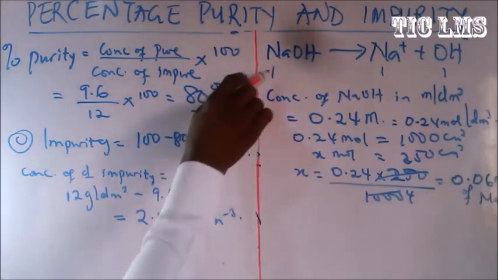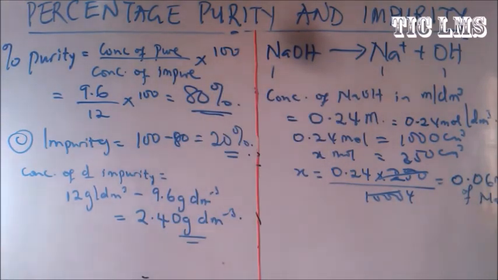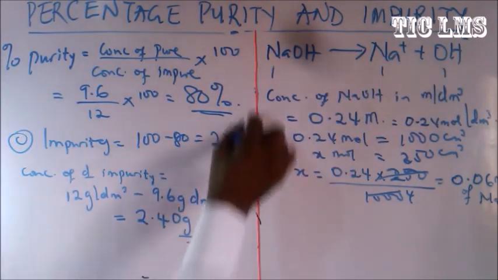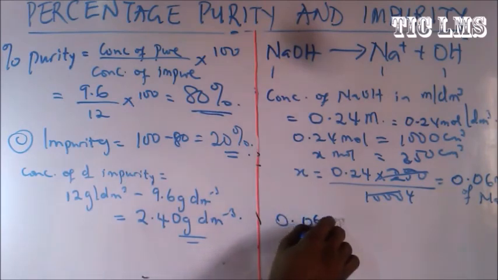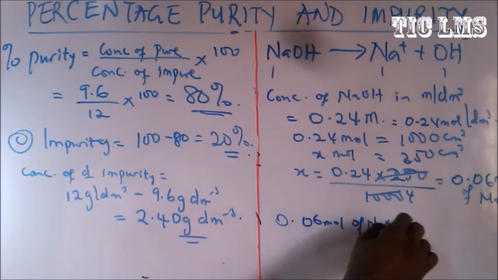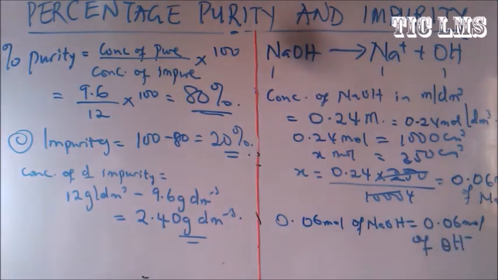So hence, if 1 mole gives us 1 mole of sodium ion and 1 mole of hydroxyl ion, we will hence have that 0.06 mole of sodium hydroxide will also produce 0.06 mole of hydroxyl ion. So here is the final answer, and that is the fourth part of this question.